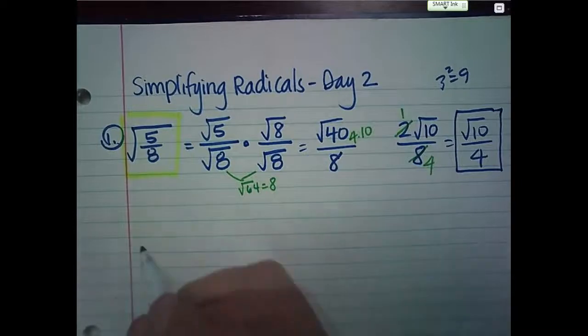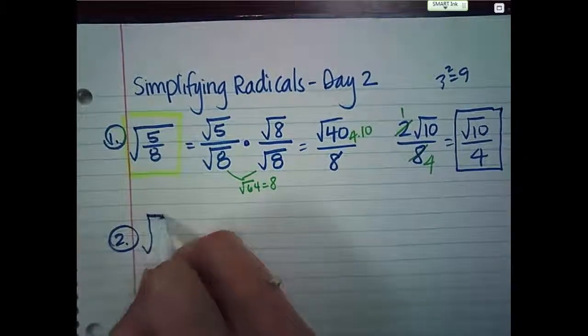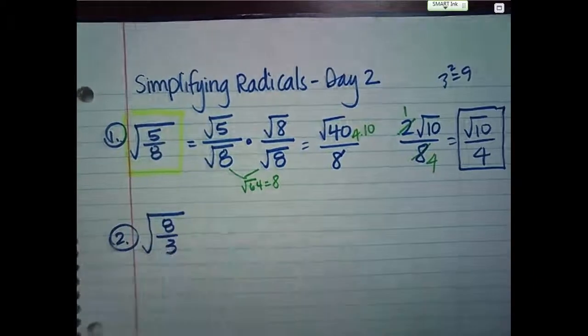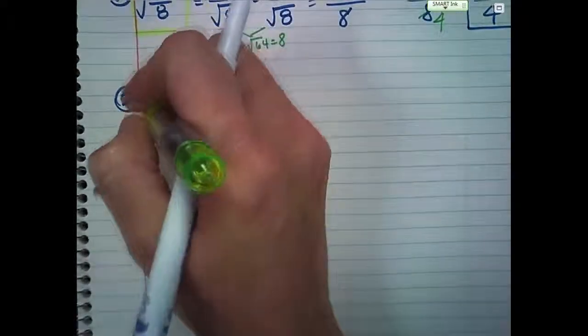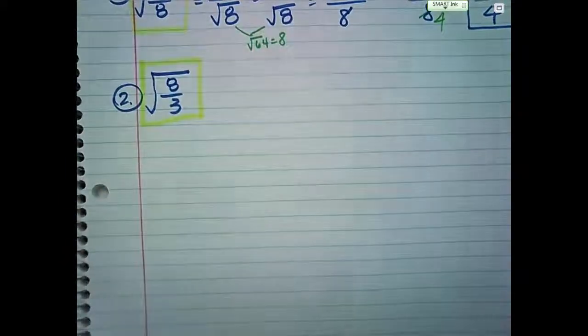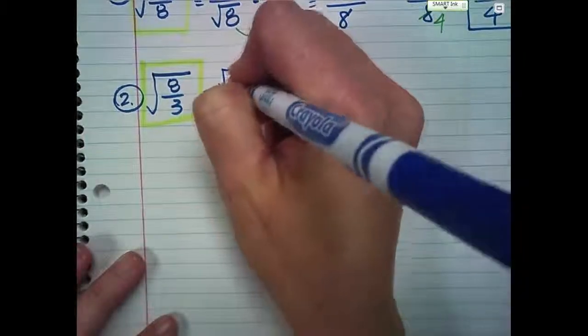Number 2. Square root of 8 divided by 3. If you have a fraction under the radical, first thing to do is rewrite it. It's the same as root 8 divided by root 3.